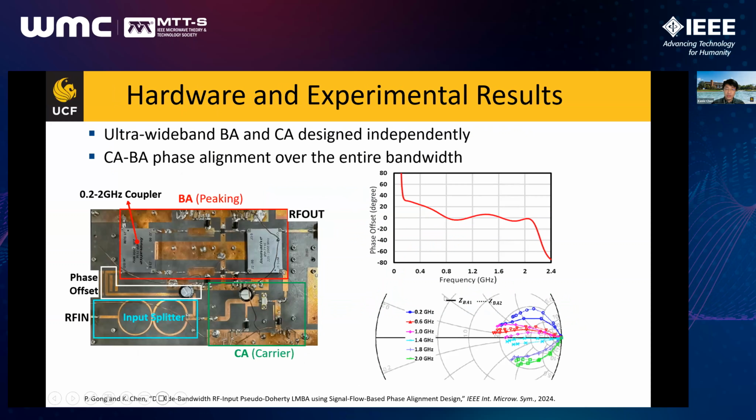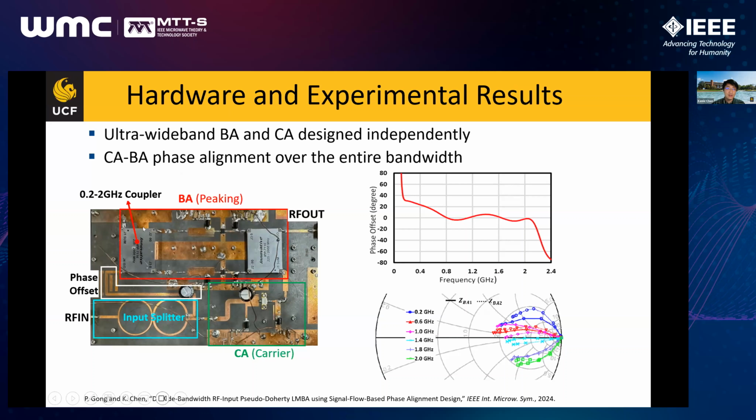So here I'm going to show how much bandwidth this LMBA design could achieve. Here I'm introducing our latest IMS paper, which is going to be presented at this year's IMS, about one month away. We're demonstrating an ultra broadband LMBA that can achieve a decade bandwidth from 0.2 gigahertz all the way to 2 gigahertz. And this is the circuit board.